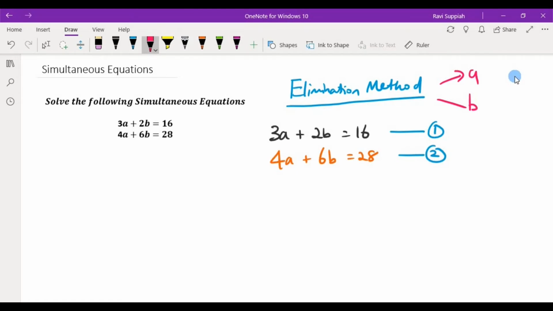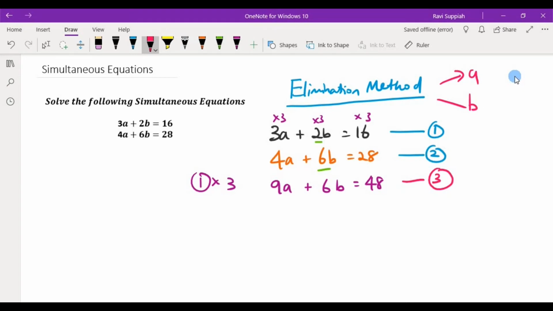But if I look at b, for equation 2 it is already at 6, okay? And if I just take equation 1 alone and I multiply by 3, then this will also become 6. Okay, so that is what I'm going to do over here. I'm going to take equation 1 multiplied by 3. When I say equation 1 multiplied by 3, all of the terms in the equation must multiply by 3. Okay, so I will get 9a plus 6b equals to 48. And I'm going to call this equation 3.